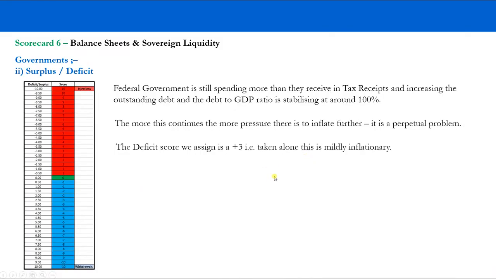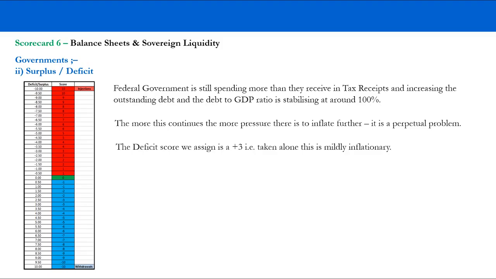If we go back to the presentation, we can further understand what's going on here and look to scorecard the situation. Now, it's pretty obvious that the federal government is still spending more than they receive in tax receipts and increasing the outstanding debt and the debt to GDP ratio, stabilizing at around 100%. So we do still have inflationary conditions as evidenced by the deficit, but the deficit as a percentage of GDP is reducing, and therefore outstanding debt is in its growth is slowing down. So it's stabilizing around 100.